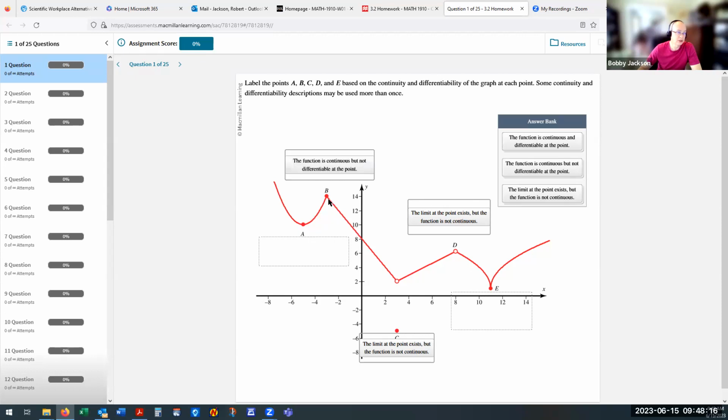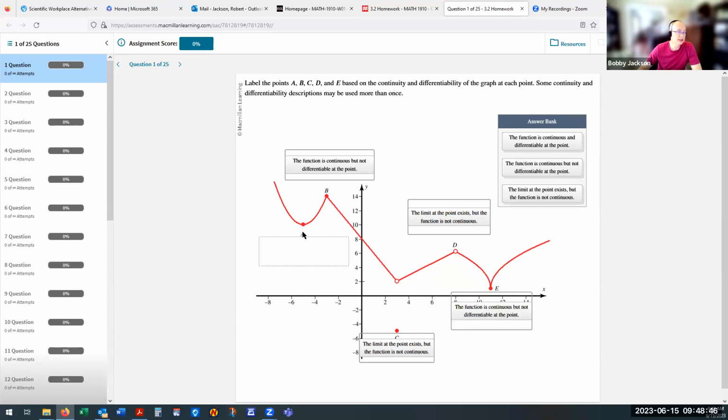But it is continuous. The value of the function at negative 3 is about 14, and the limit as x approaches negative 3 is 14. So the limit exists, the value exists, and those are equal. So it is continuous. There's no hole, no gap, no jump or anything at B. Similarly at E, we have the same thing. It is continuous, but we have a sharp change, a cusp or a sharp turning point there. So again, it is not differentiable at that point.